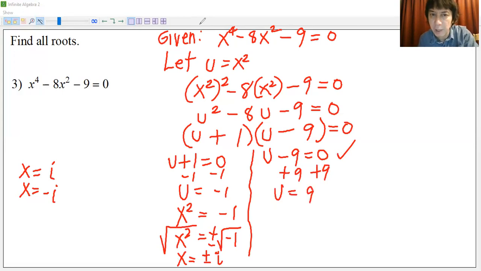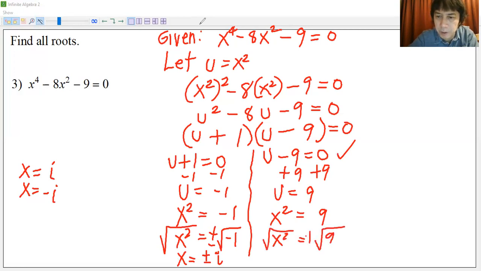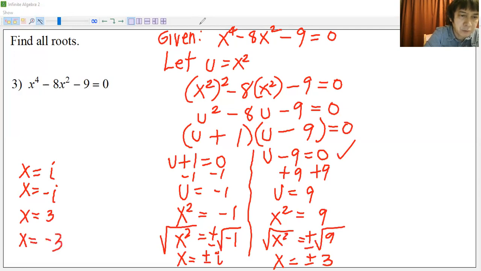And then going back to our substitution, letter u is equal to x squared. And x squared is equal to 9. Extracting the square roots. Square root of x squared, square root of 9, plus or minus. X is plus or minus 3. There, the square root of 9 is 3. So we have the other two. X equals 3. And x equals negative 3. And these are the roots, okay?